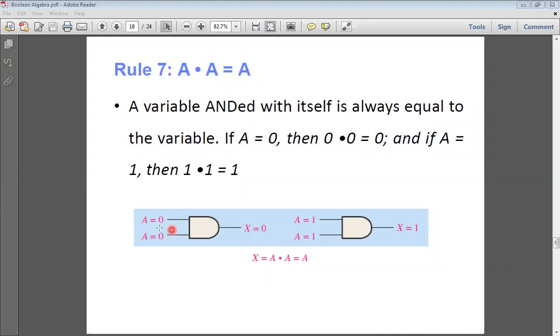So the output is reflecting A. What is there in A is coming at the output. So A dot A gives us A. If A is 0, output is 0. If A is equal to 1, output is equal to 1. Otherwise, if you AND A with itself, what we get is A.